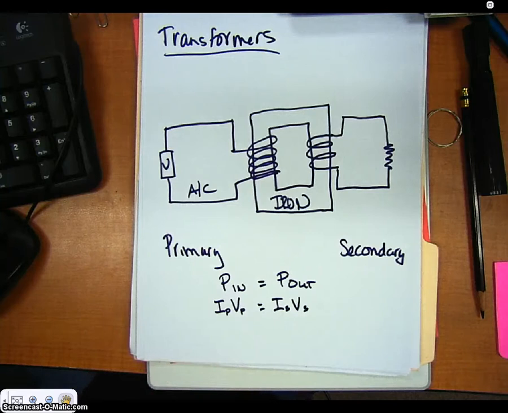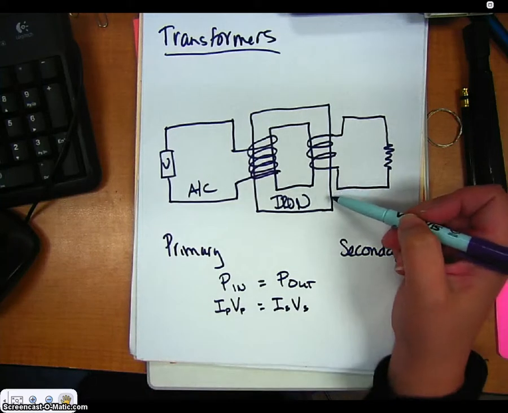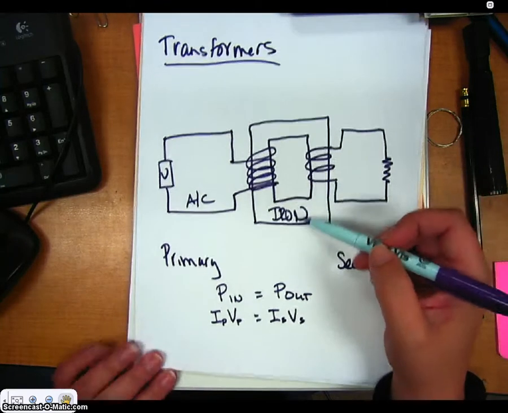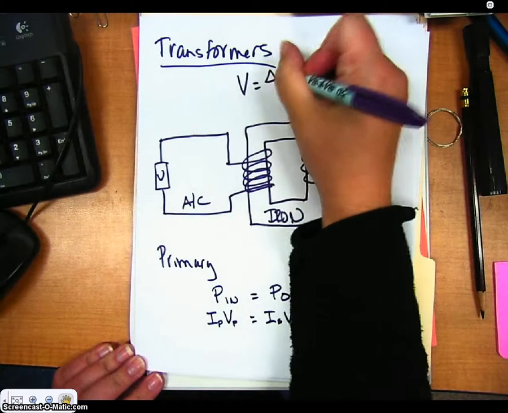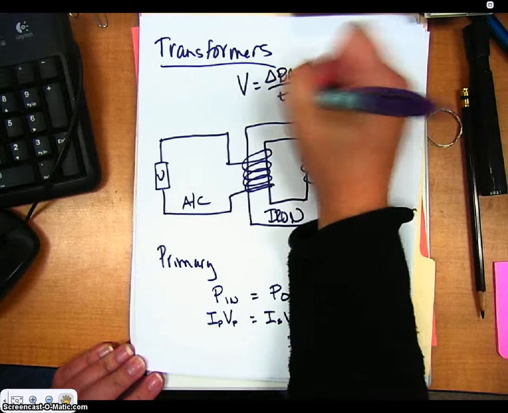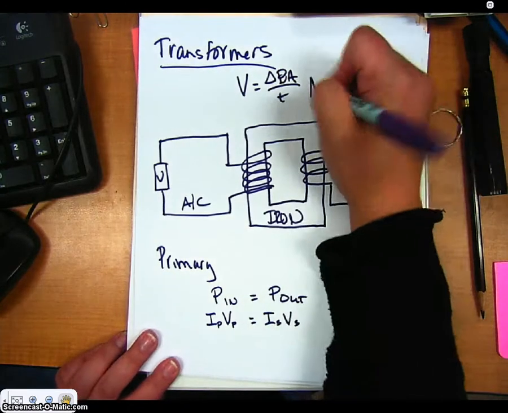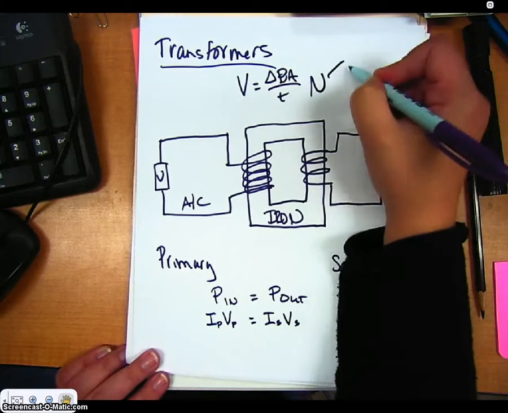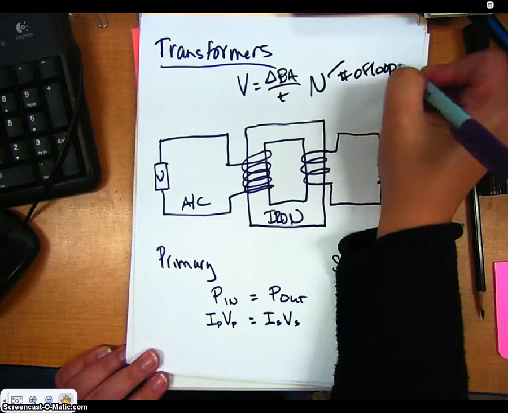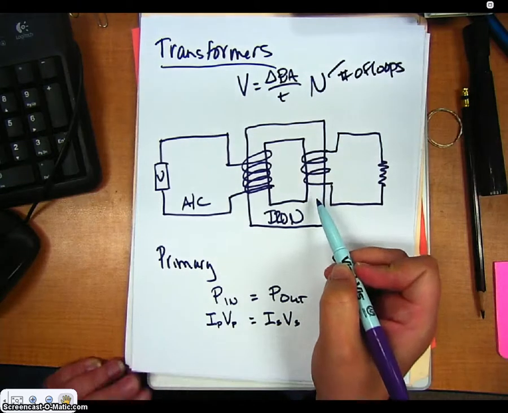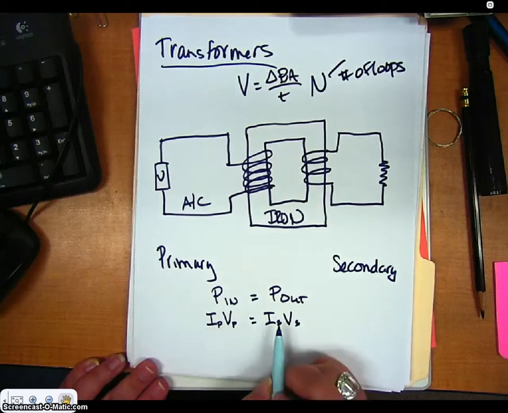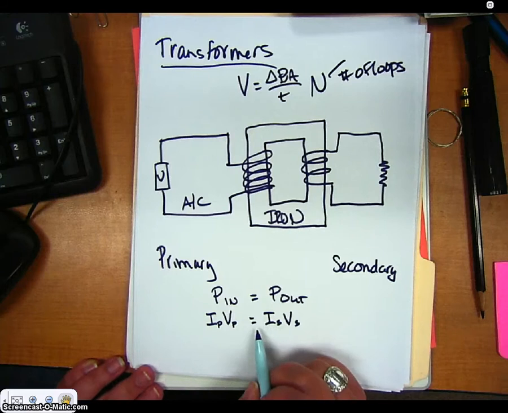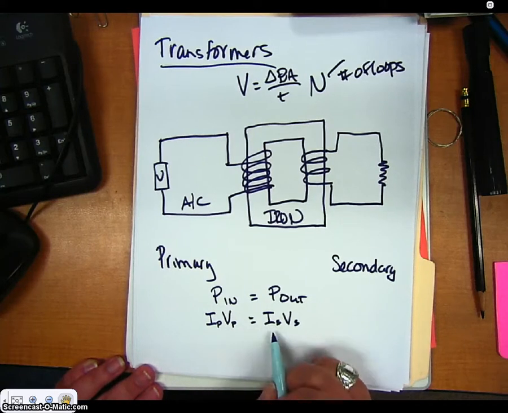So how does this effectively decrease current over here? Well, according to Faraday's law, if we remember, voltage was dependent on the change in the magnetic field over time, but also it had to do with the number of loops. So by effectively decreasing the number of loops over here, we can change the voltage from the primary to the secondary, causing the current to either go up or down, right, by affecting the voltage.